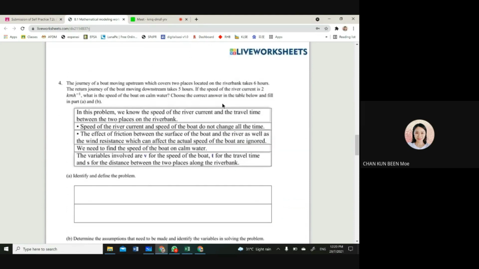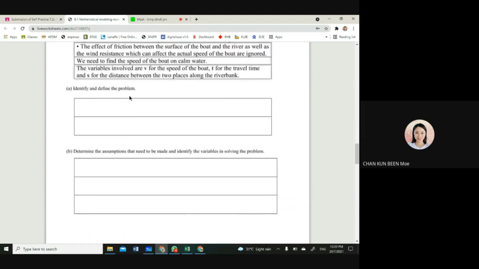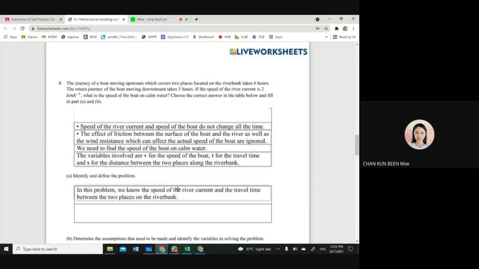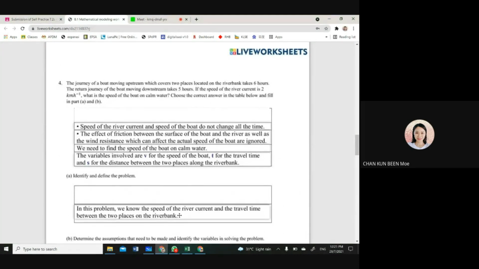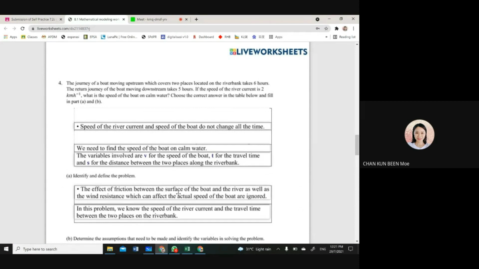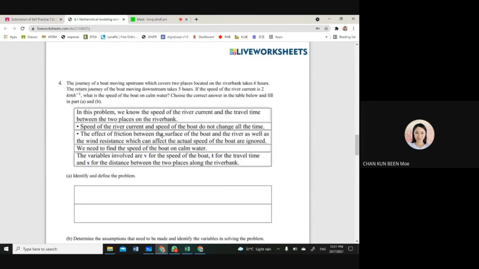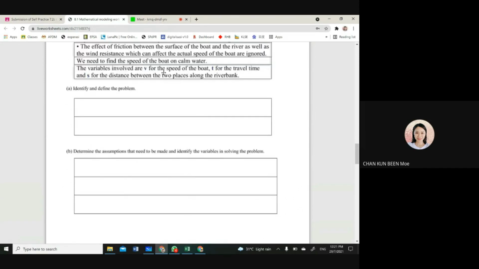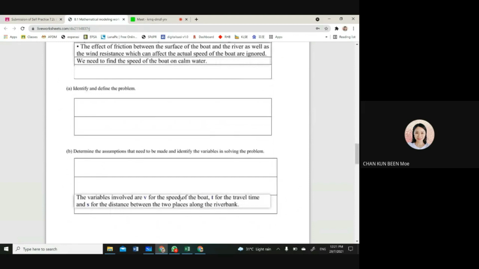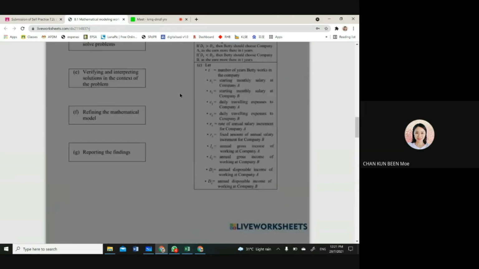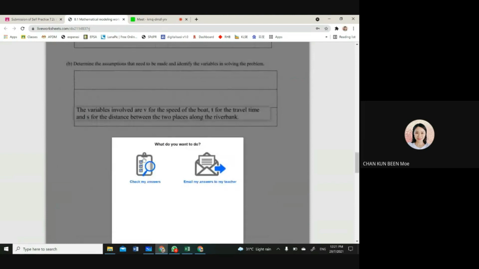And the last question here, they give you a question. You identify and define the problem. If this is the first one, you put it in the first place. You don't put it last. You arrange it according to the sequence given, from top to bottom. Same with the second part here, so that you can get the correct answer later on. After you have done it, click finish, and then you can see your answer.